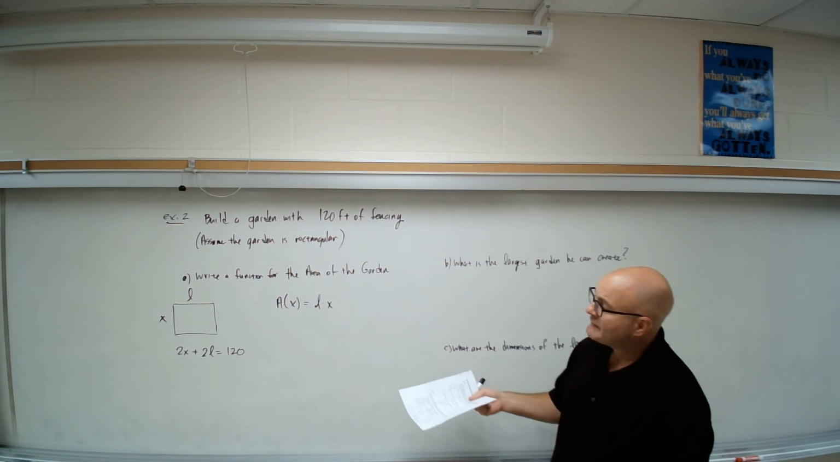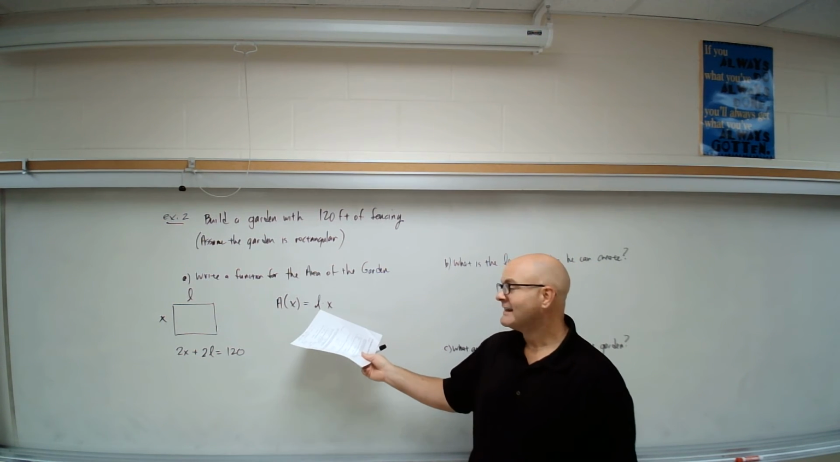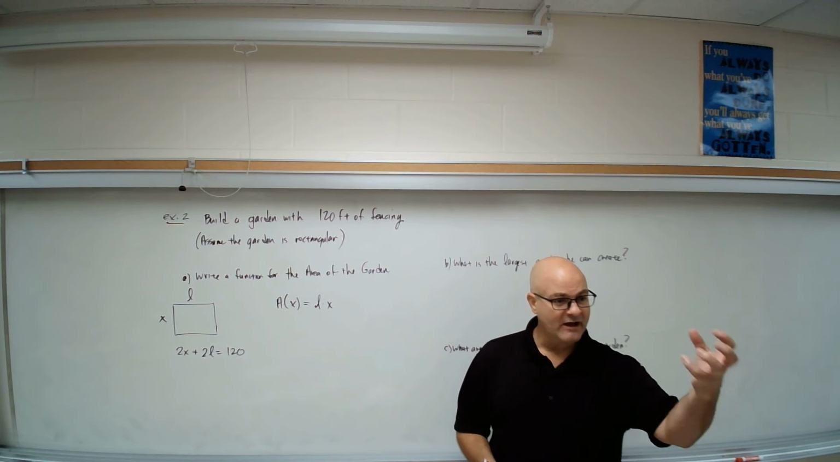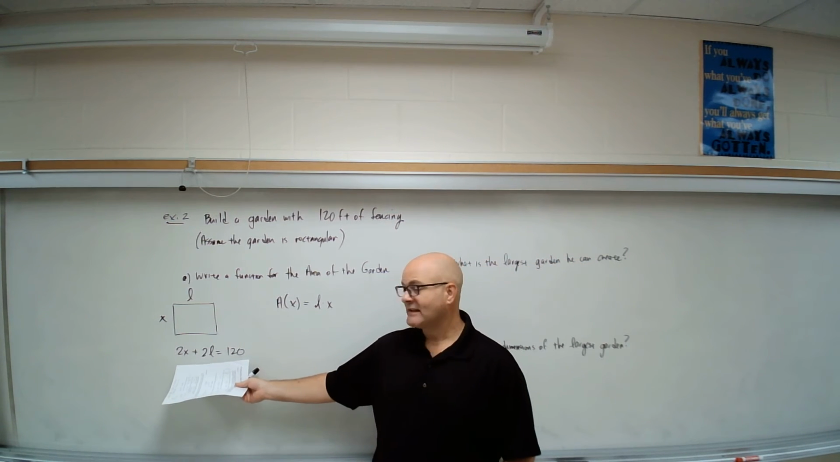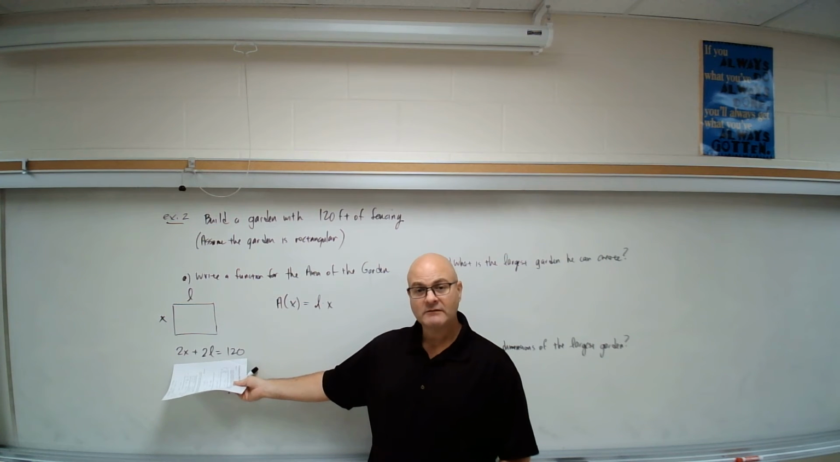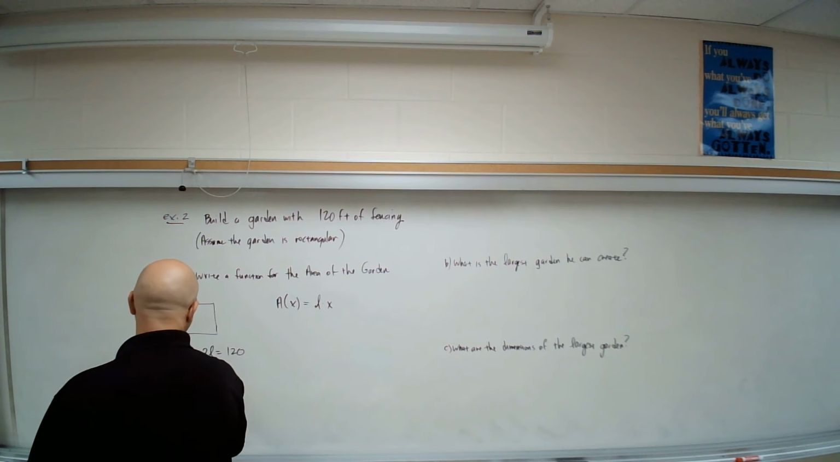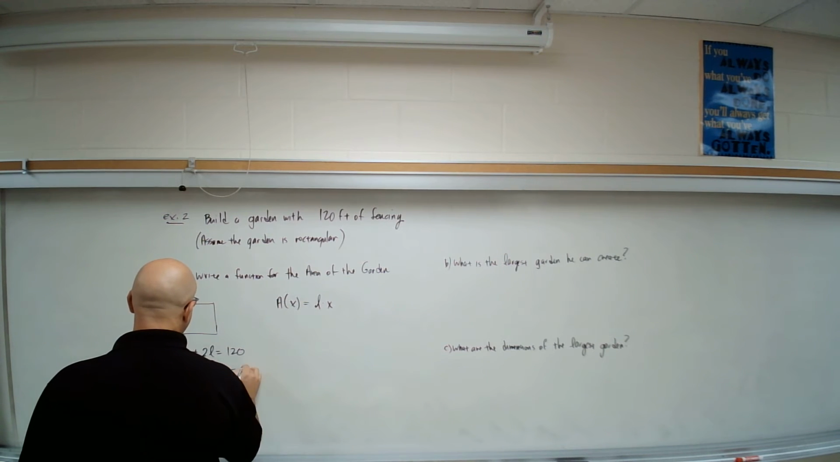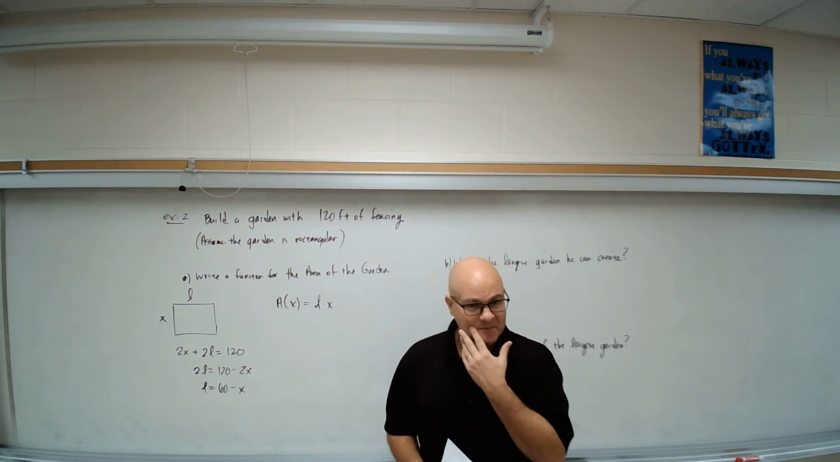Now, I have this equation here, A of x equals L times x. I need to get rid of the L. I want to pull the L out and replace it with something in terms of x. So that means I want to take this equation and solve it for L. So let's subtract 2x from both sides. Divide by 2, and we get L is going to be 60 minus x.